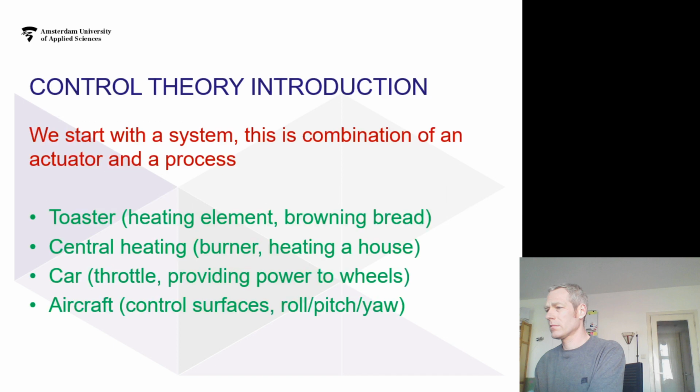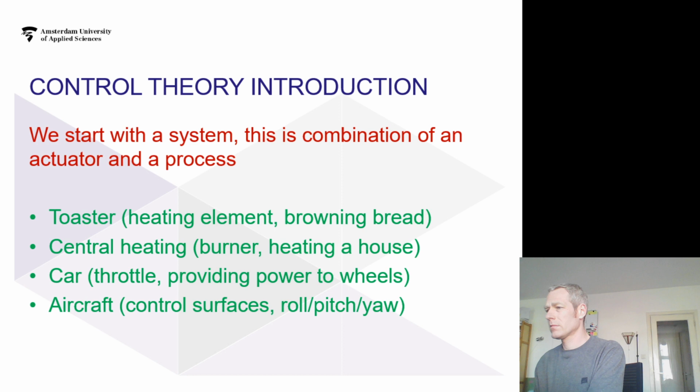Now, we always start with a system, and the system, as I described before, is a combination of an actuator and a process. Now, systems can be very simple and, of course, very complicated, like an aircraft, but even your household toaster can be seen as a system. It has a heating element that is our actuator, and our process is browning bread. The central heating system, just plainly the central heating system, is a burner, and the process is heating up a space in a house, for example.